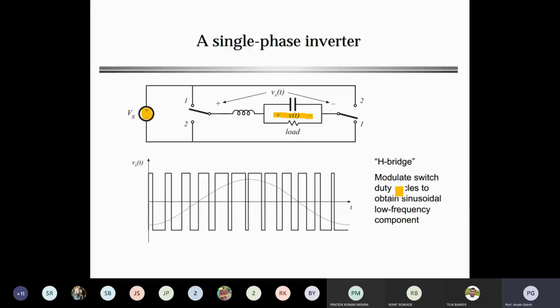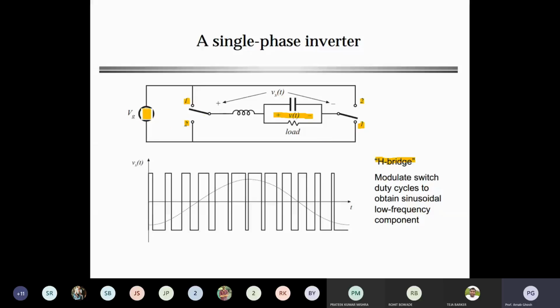So you can see two sections are like that. It is an example of an H bridge inverter, and there is a modulating signal. So how to get it? There are four switches, 1, 2, then 2, 1, means they operate diagonally.